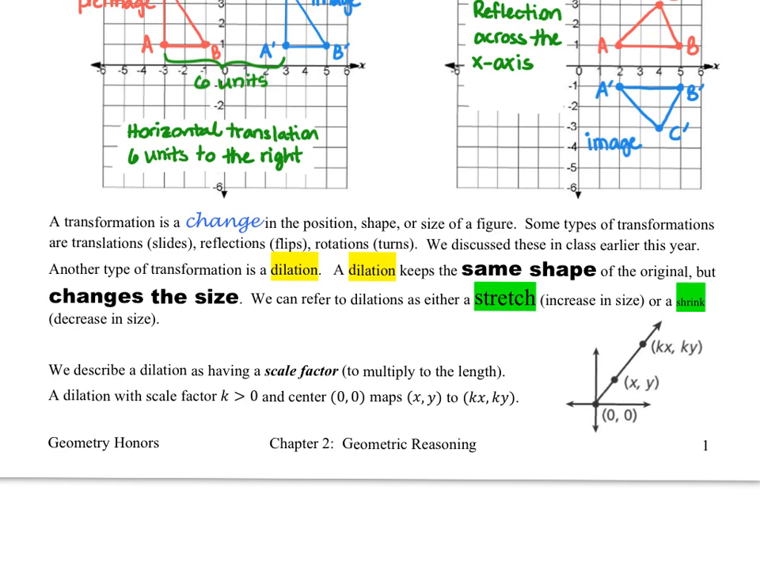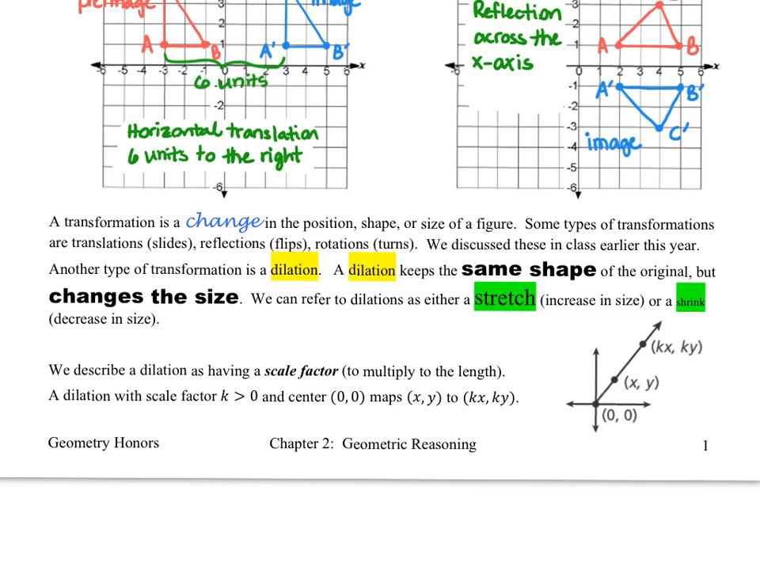We discussed these in class earlier this year, and one transformation that we did not discuss was called a dilation. A dilation keeps the same shape as the original, but it is either bigger or smaller. It's a change in the size. And in middle school, we used to refer to dilations as a stretch when the image was larger than the pre-image, or a shrink when the image was smaller than the pre-image.